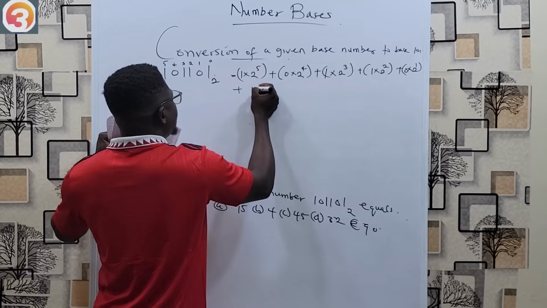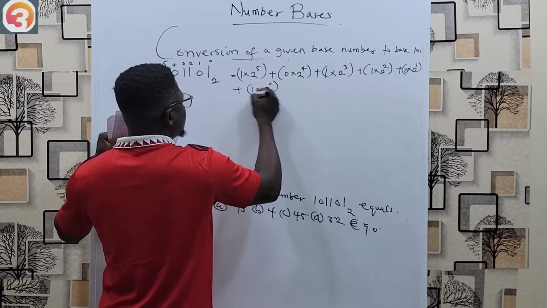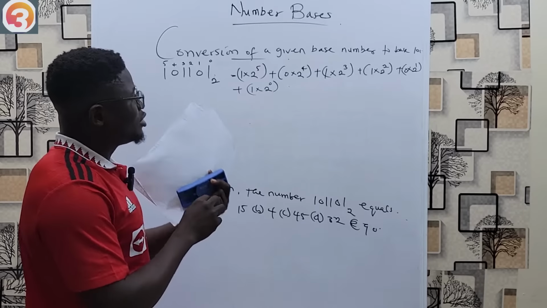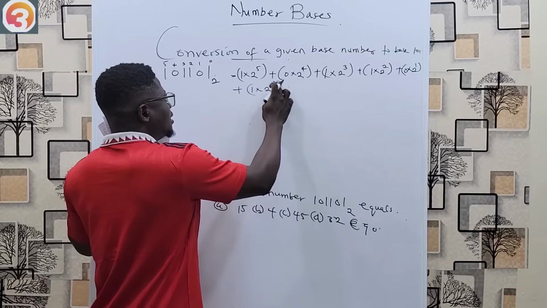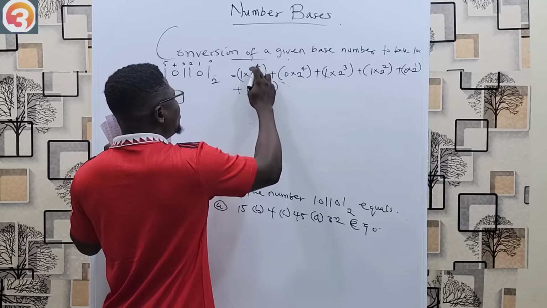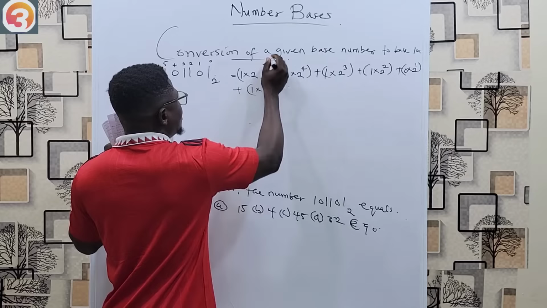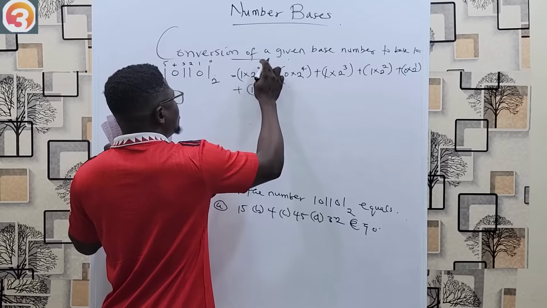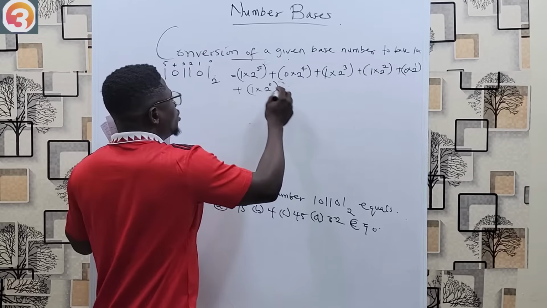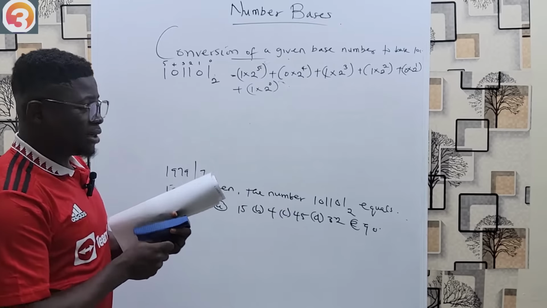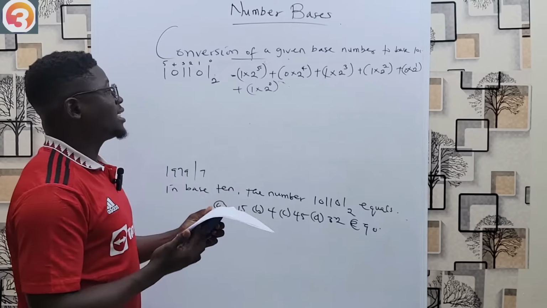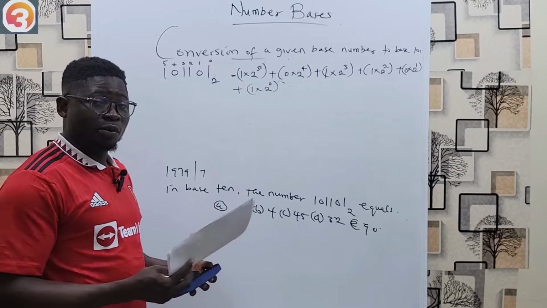Then plus 1 times 2 raised to the power 0. Somebody may be solving now. You put this 0 outside, or you put this 5 outside, or you put this 4 outside. So be very careful. That's why this bracket is very important. But even when you're putting a bracket, it can be confusing. So you have to be very, very careful.